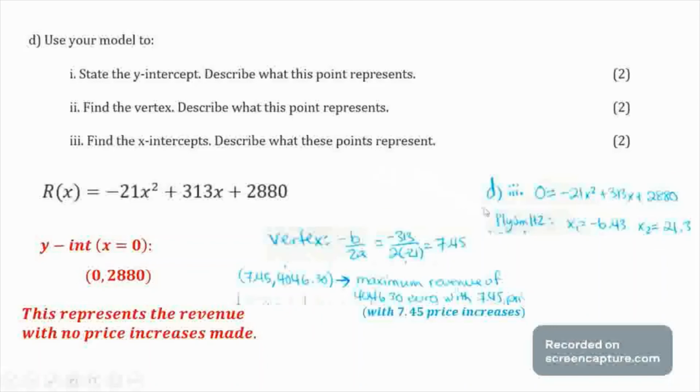Well, again, x represents the number of price increases, but in this case, we made y, or we made the revenue 0. So we're saying these are the number of price increases that lead to no revenue. So in other words, if this person did 21.3 price increases, the price would be so high, they would have no revenue left. And that means basically nobody would buy a single shirt, right? So those are the revenue of 0 at these price increases, right?